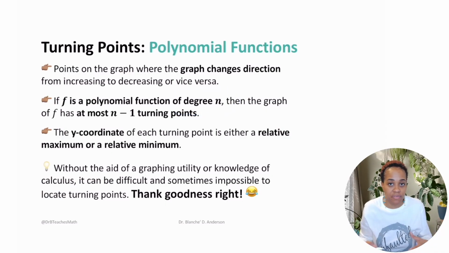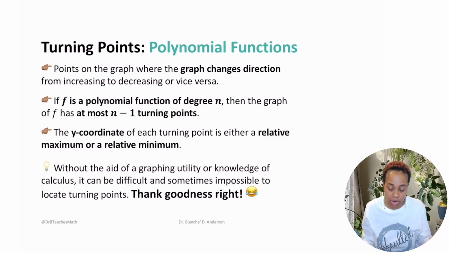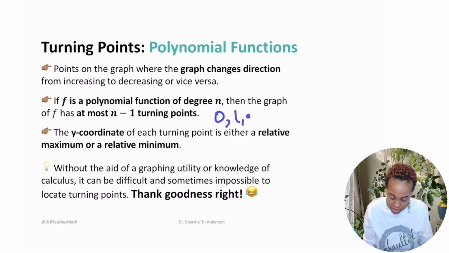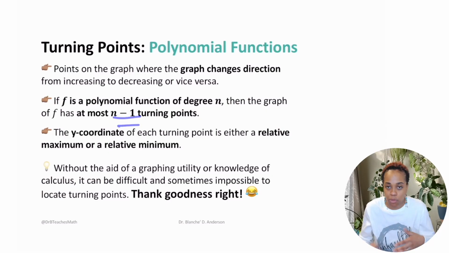So if the degree of n is 3, you can have at most 2 turning points, meaning you can have 0, 1, or 2 turning points, meaning the graph is not going to turn 3 times. It can only turn at most 2 times, n minus 1. And wherever it turns, you have a relative maximum or a relative minimum.